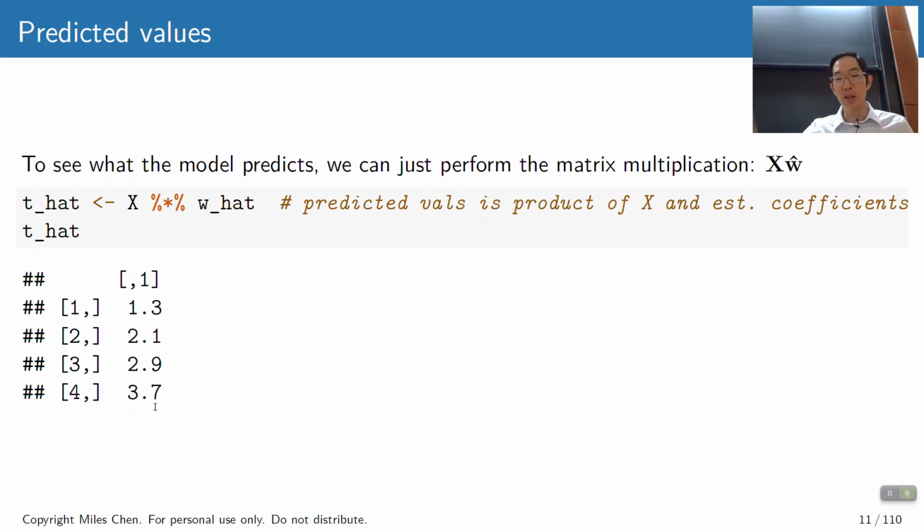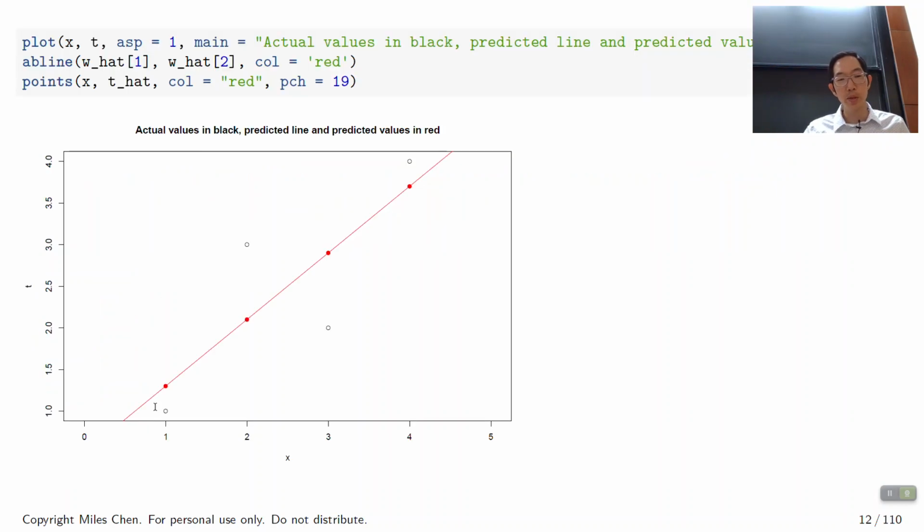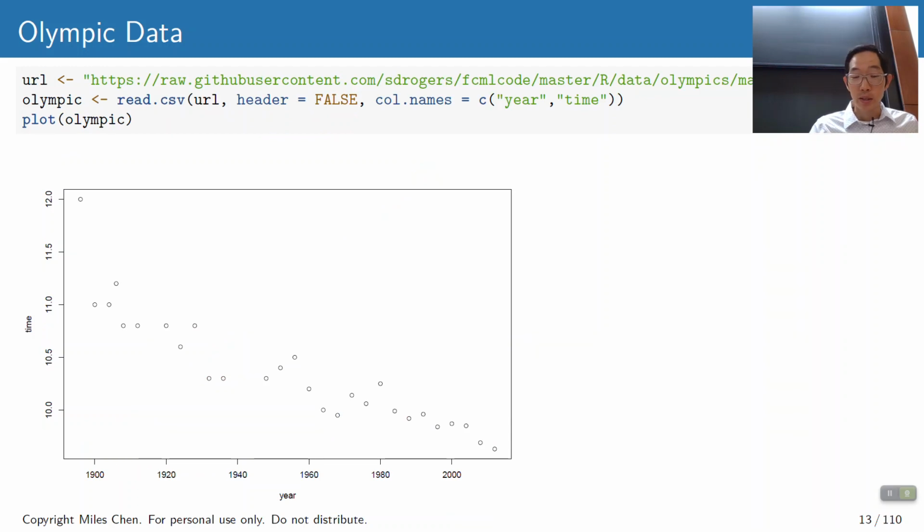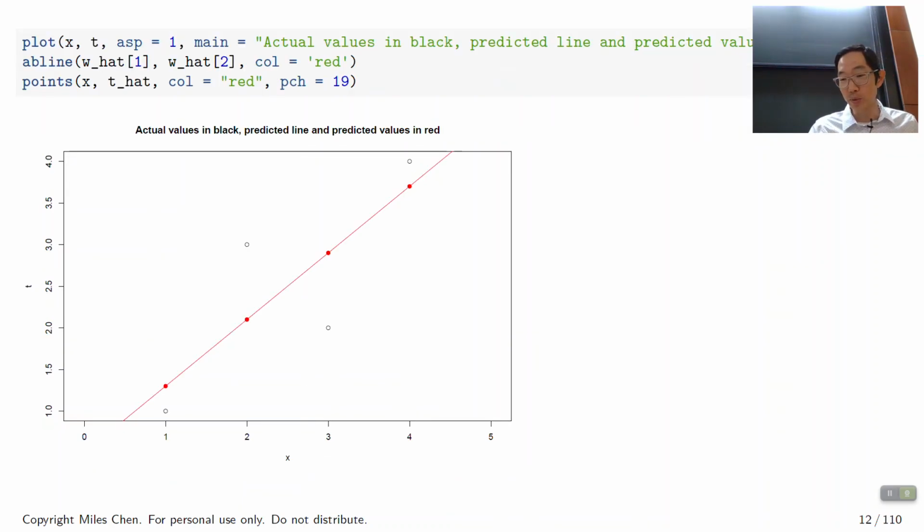So we can see that linear trend, and I can plot that. These are the values as predicted by the line: intercept of 0.5, slope of 0.8. This red line shows our linear trend, where the actual values are 1, 3, 2, 4. And so that's what we have for this very simple toy data set.